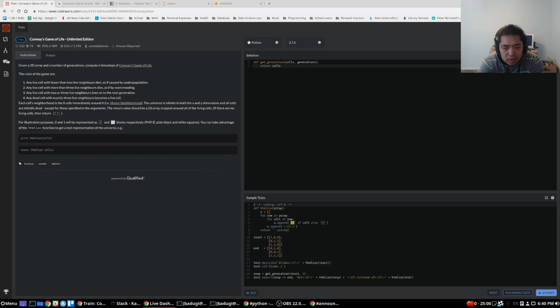Why can't I understand this? I don't want to do this one. This one's puzzles and arrays. I don't like this. I'm gonna go next. I'm so confused with this question. Each cell's neighborhood is 8 cells immediately around it.